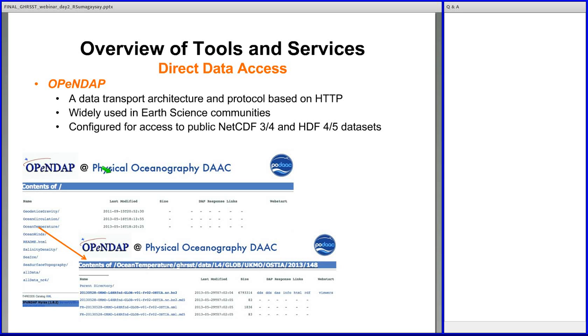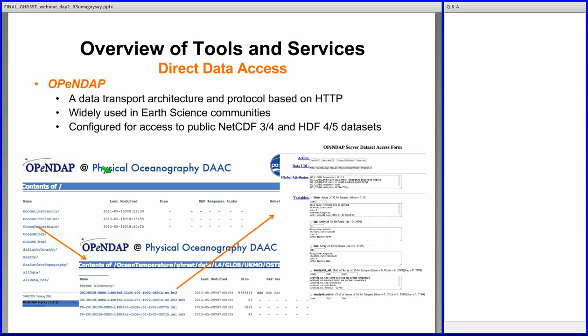So in here you can see one can drill down to select the ocean temperature, and as you drill down to a specific year and day of a GHRSST data product, you can then click on that NetCDF file, and it comes back with a data access form where you can visualize the variables for that particular data product, including the attributes for each variable and the global attributes for the data file.